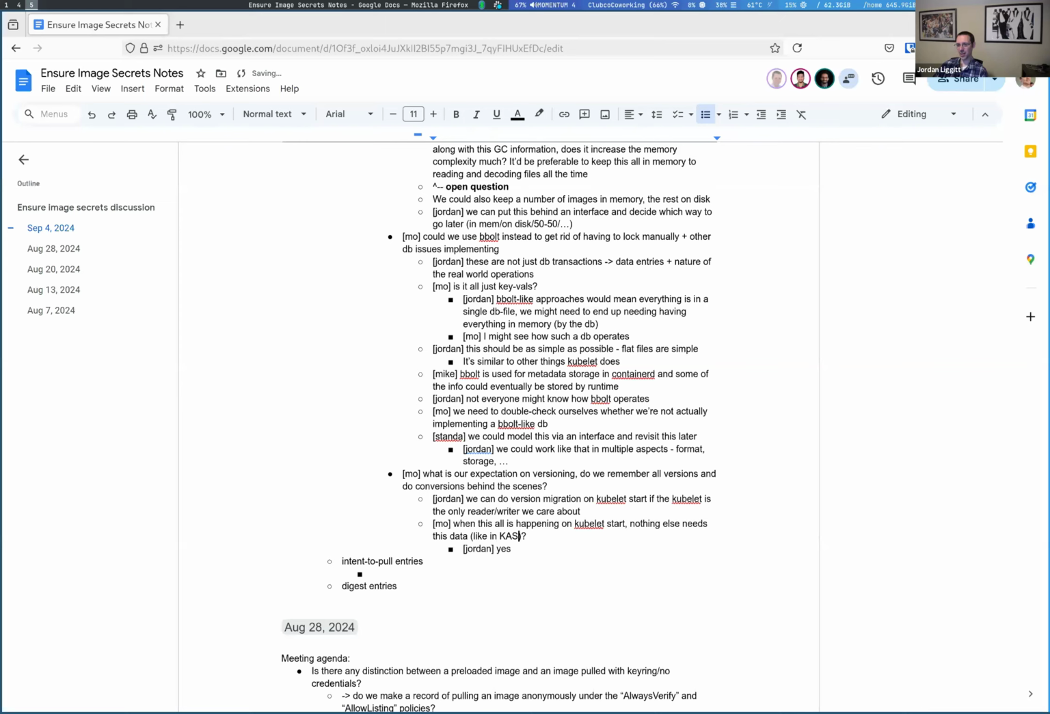So we are asserting ownership of this, and we're saying the kubelet is the only reader writer we are considering, and it's going through this interface. So any locking that needs to happen, or anything that needs to happen on startup before the other methods of the interface are available, the interface is how the kubelet interacts with it, and we're saying the kubelet is the only owner of this directory and this data.